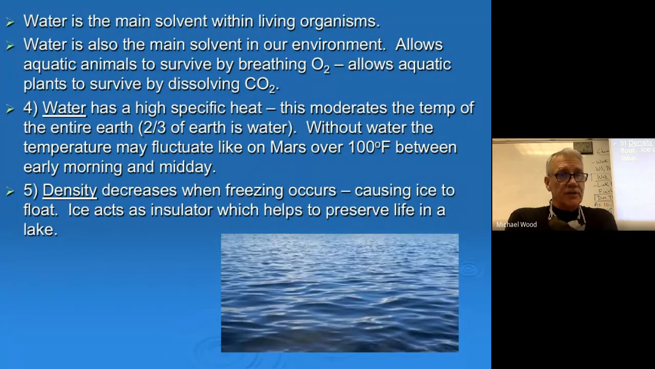And then here, water has a high specific heat. What does this mean? This means that the entire Earth, 2/3 of the Earth, the temperature is very consistent. It doesn't fluctuate. Without water, the temperature may fluctuate like it does on Mars. Like on Mars, it gets incredibly hot and incredibly cold. But because we have so much water on Earth, that doesn't happen.